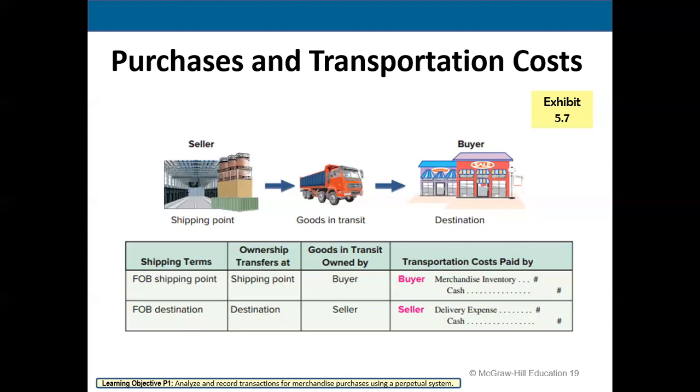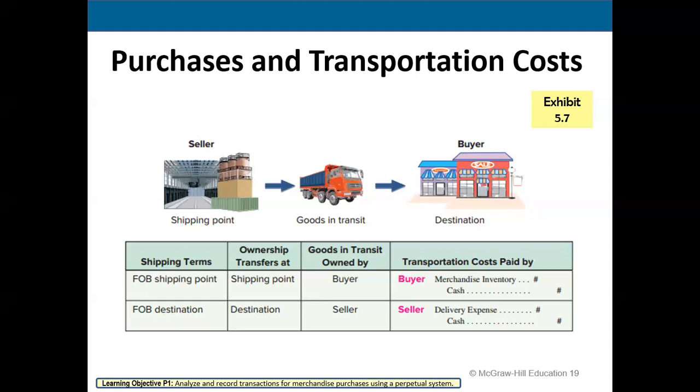When this happens, the buyer typically adds the cost of that shipping to their inventory cost. So if I bought some goods for $1,000 and I had to pay another $50 to ship them, I would just debit merchandise inventory, first $1,000 for the inventory, and then another $50 for the cost of the transportation.